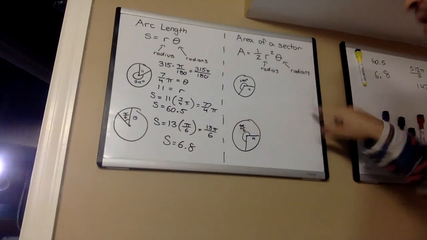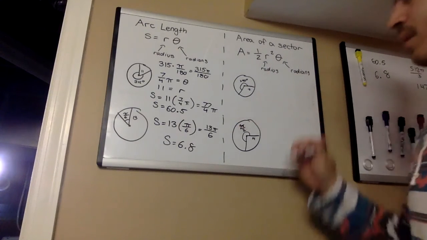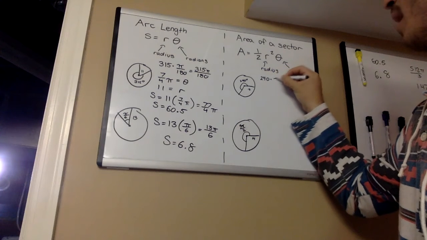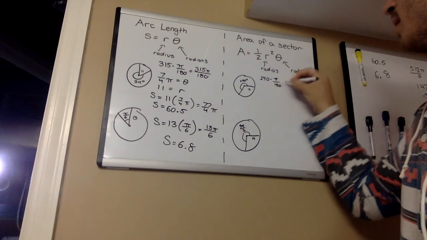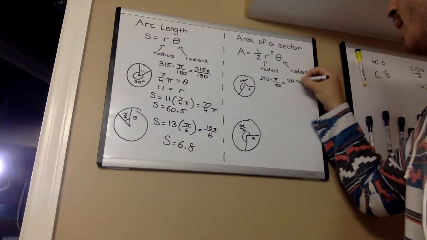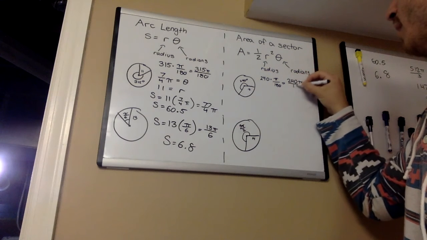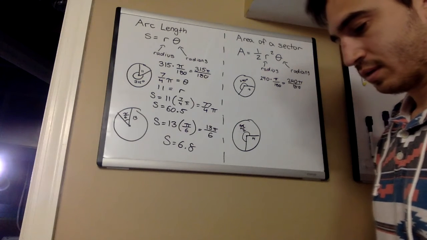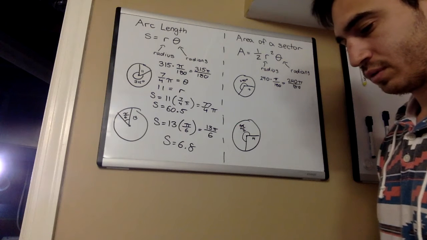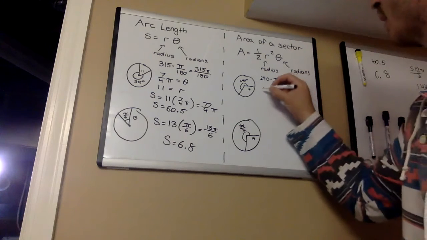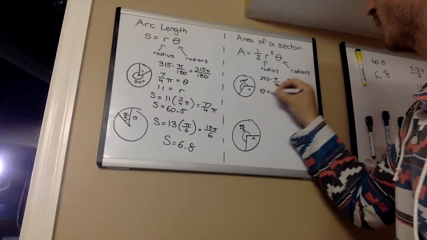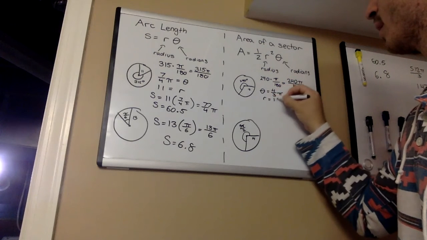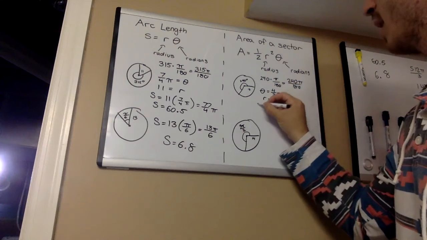They give us a degree. I can't use a degree, so I must convert it. So I have 240 times pi over 180. This is going to equal 240 pi over 180. And now we just want to simplify that. And we get 4 over 3. So our theta is going to equal 4 over 3 pi, and our radius is 16. So now we just plug in.